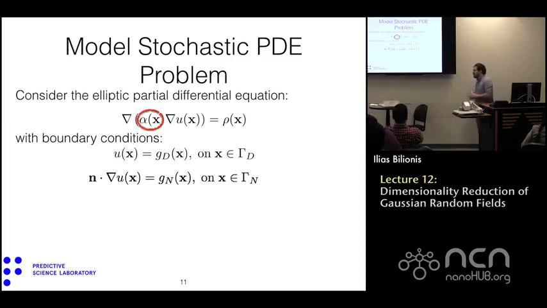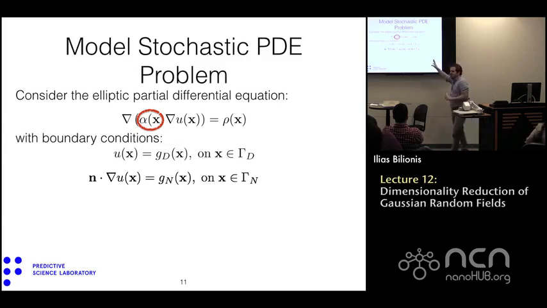And let's assume that we just don't know A of X, because rho of X is something that we control, right? We can measure the pressure on the locations of the wells, so we know rho of X. But A of X is the ground itself, which we don't know. So we want to model it.